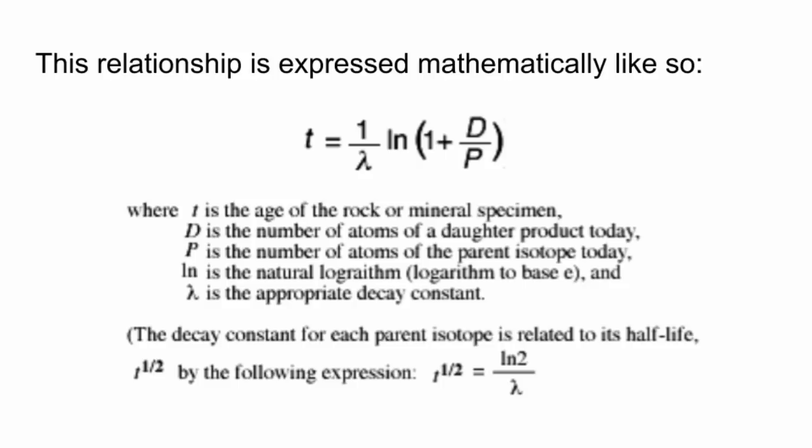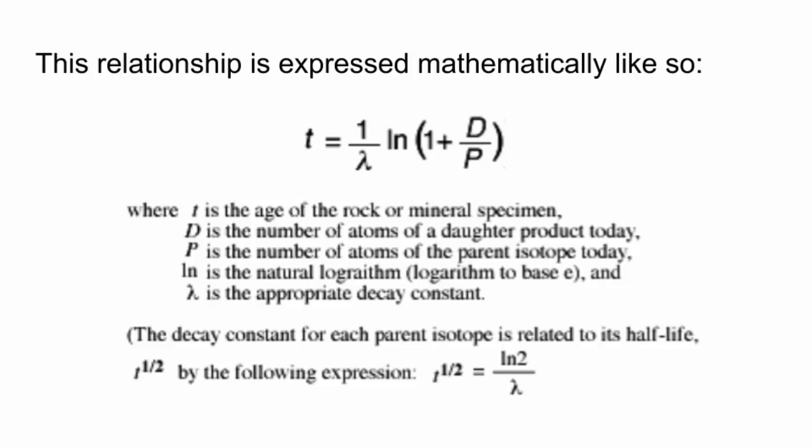This relationship is shown mathematically like this. This is pretty similar to most of the stuff that you're going to see in physics, where t equals time, D is the daughter product that we measure today, P is the number of atoms in the parent isotope today. We take the natural log of 1 plus D over P, and then that lambda is our appropriate decay constant, because the decay constant changes depending on the unstable element that we're looking at.